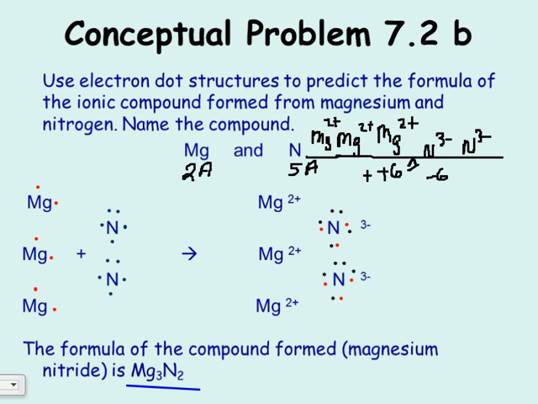Okay, so the magnesium loses 2 electrons. Each magnesium loses 2, each nitrogen gains 3. And so we have to calculate how many magnesiums and how many nitrogens we need for a compound to form. A compound has to have a total net charge of 0. Total net charge is 0.